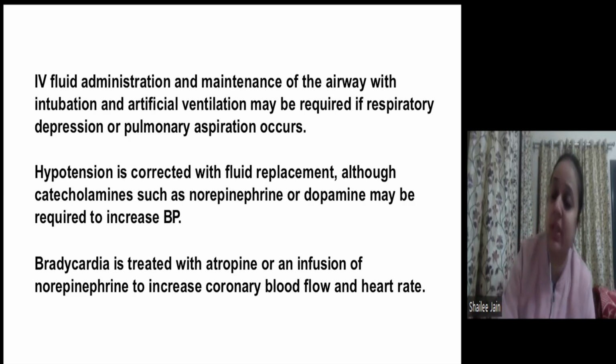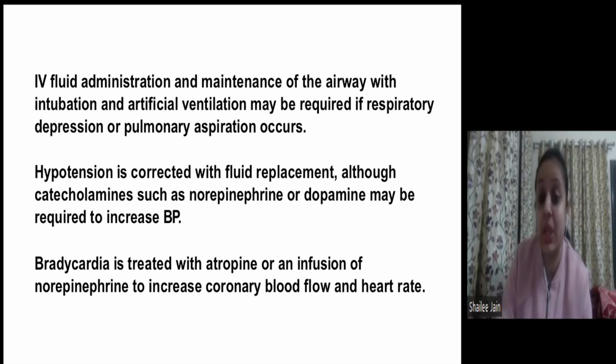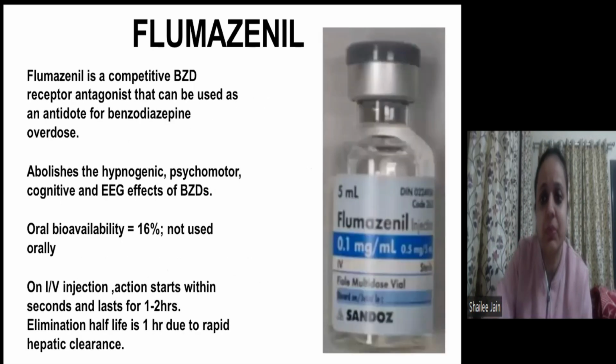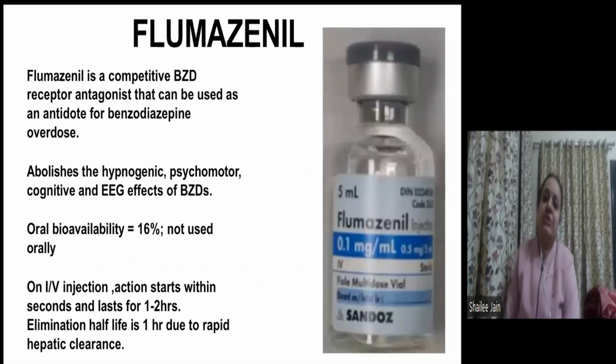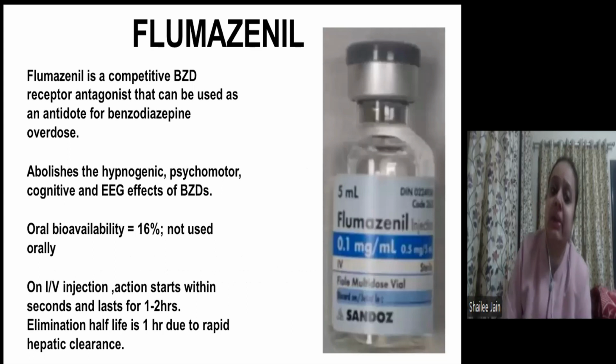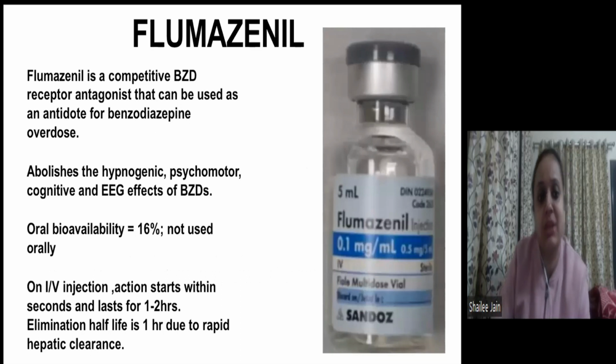So what are we doing? We are taking care of A, B, C. A, intubation; B, oxygenation; and then C, IV fluids or inotropes, along with care of the decontamination part. Coming to flumazenil. What is flumazenil? It's the basic antidote. Flumazenil is a competitive benzodiazepine receptor antagonist that can be used as an antidote for benzodiazepine overdose. It abolishes the hypnogenic, psychomotor, cognitive, and EEG effects of benzodiazepines.